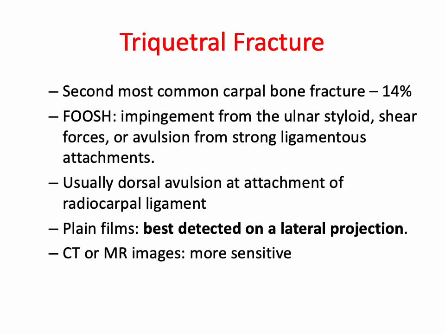Triquetral fractures, the second most common carpal bone fracture, can result from a fall on an outstretched hand, impingement of the ulnar styloid, and shear forces or avulsion from ligamentous attachments. There's also usually dorsal avulsion of the attachment of the radiocarpal ligament, and it's best seen on a lateral projection on plain films, but CT and MR are more sensitive.